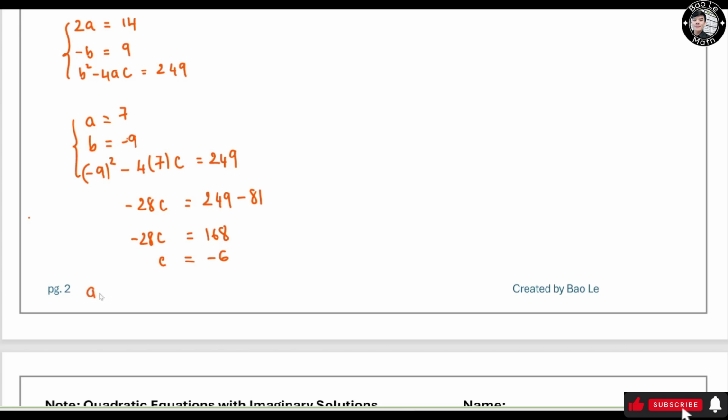Now the quadratic equation is as squared plus bs plus c equals 0. We're going to substitute these three values into the equation. We have the answer: 7s squared minus 9s minus 6 equals 0.